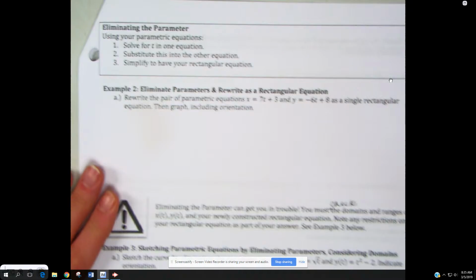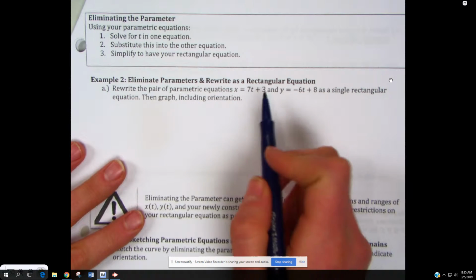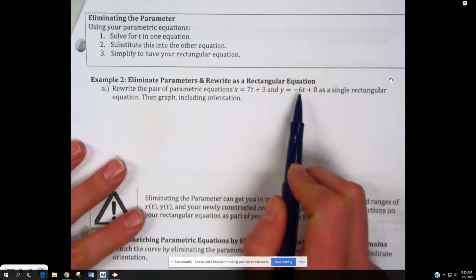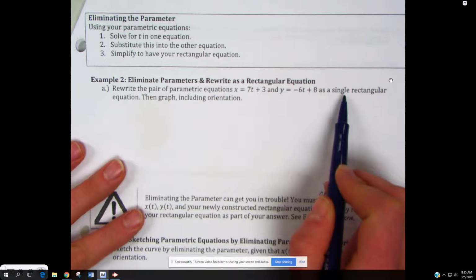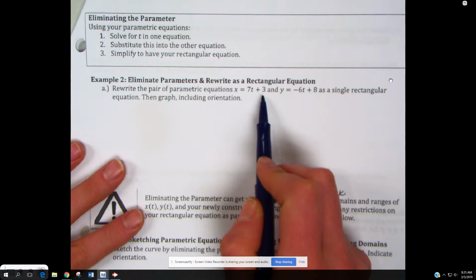The other way to work through graphing is on the next page. So we can talk about limiting the parameter. Essentially, you're switching back and forth between the parametric system and the rectangular. It's really simple to do. It basically involves substitution. So if I have a pair of parametric equations, but I want to rewrite it as a single rectangular equation, I can do that with simple substitution.